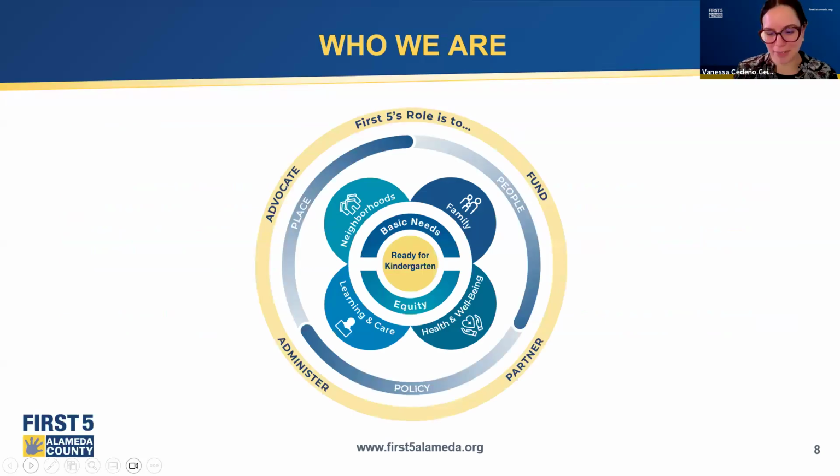So who is First Five? As I mentioned, First Five was created through a state initiative called Proposition 10. And we are a public agency. We are a county level agency. And our role is to build an early childhood system of care here in Alameda County. And we do so by funding organizations, partnering with families and community providers, our elected partners, and other systems.